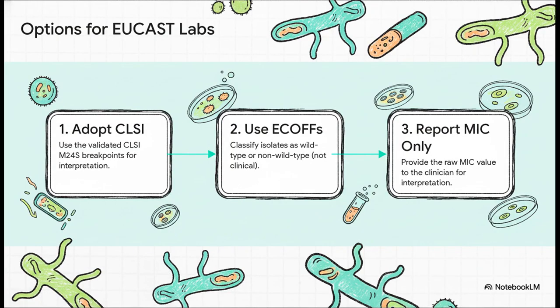So what could you actually do? Well, there are a few pragmatic workarounds. The most common solution is for the lab to just go ahead and use the validated CLSI breakpoints and simply add a comment to the report explaining what they've done. Another option is to use what are called epidemiological cutoff values, or ECOFFs, which can tell you if an isolate is wild type or not, but that doesn't predict clinical success. And the last resort, which really isn't ideal, is to just report the raw MIC value and leave it up to the infectious disease specialist to interpret.